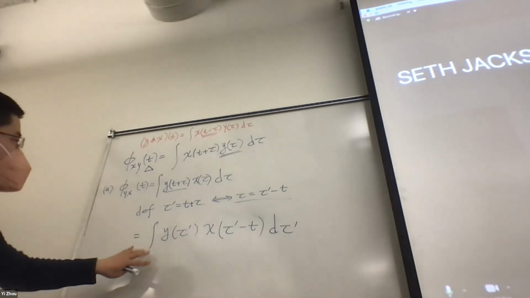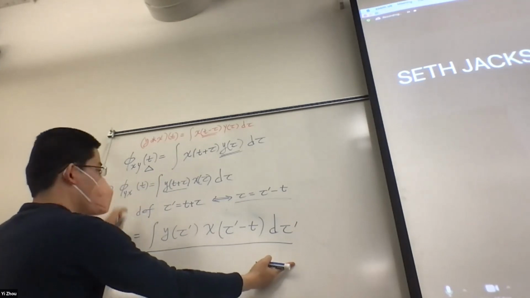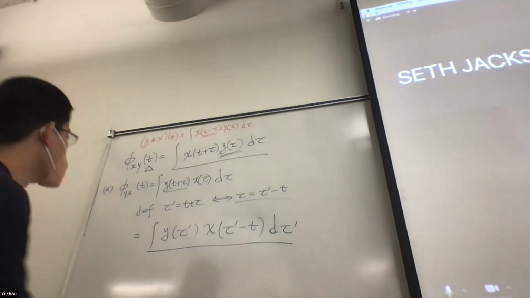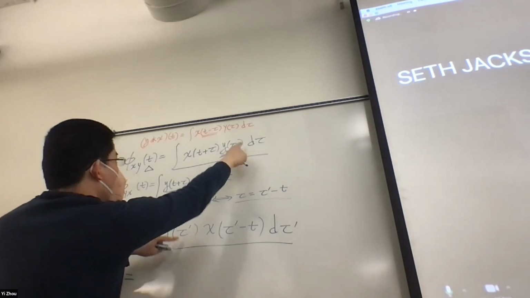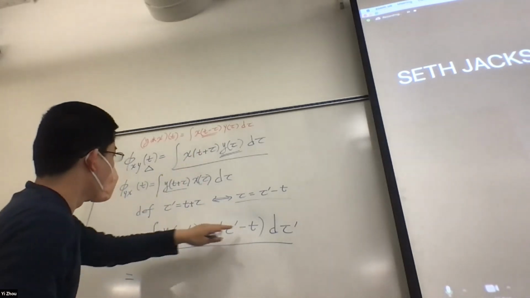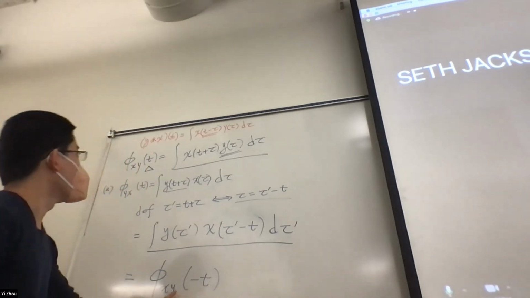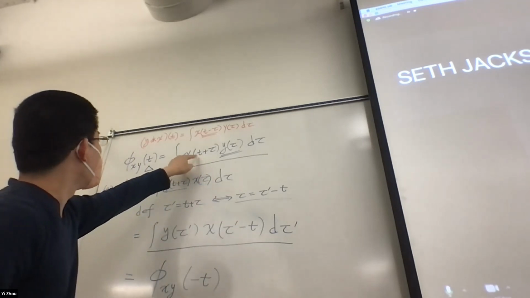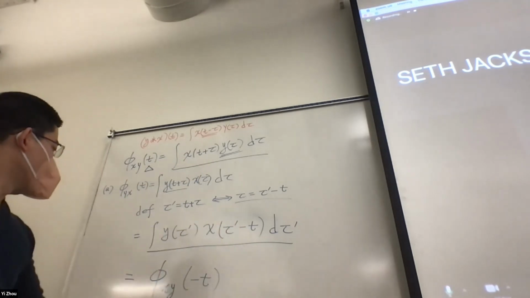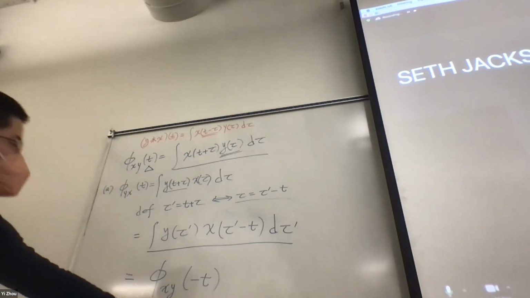Now that we have this, we can compare this integration. This is an equivalent expression for phi yx(t), and we can compare it with phi xy(t). You can see that y(tau prime) and y(tau) are equal. Here we have x(tau prime minus t), here we have x(tau plus t). So by comparison, this is phi xy(negative t). The only difference is that here we have t and here we have negative t, where t is the time variable for this correlation function. So in summary, phi yx(t) is a time reversal of phi xy.